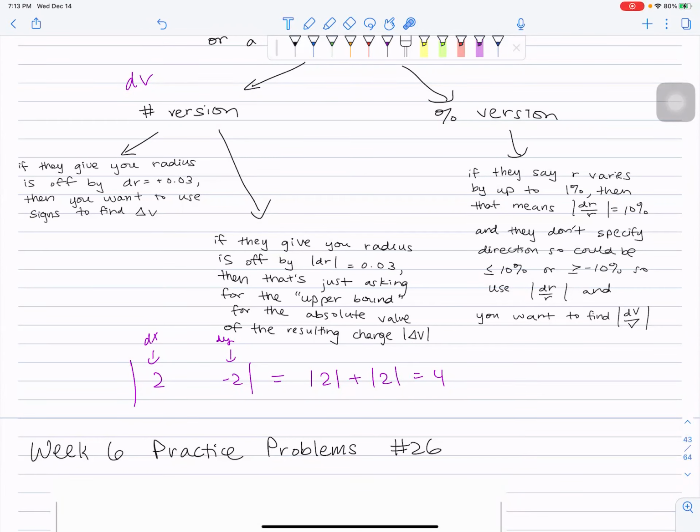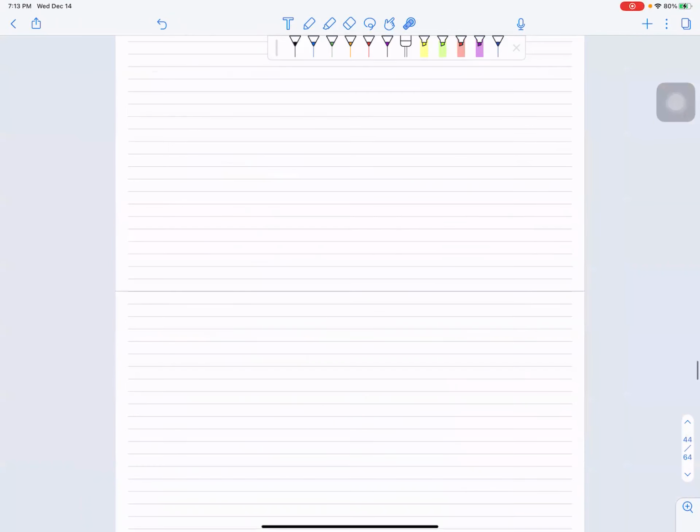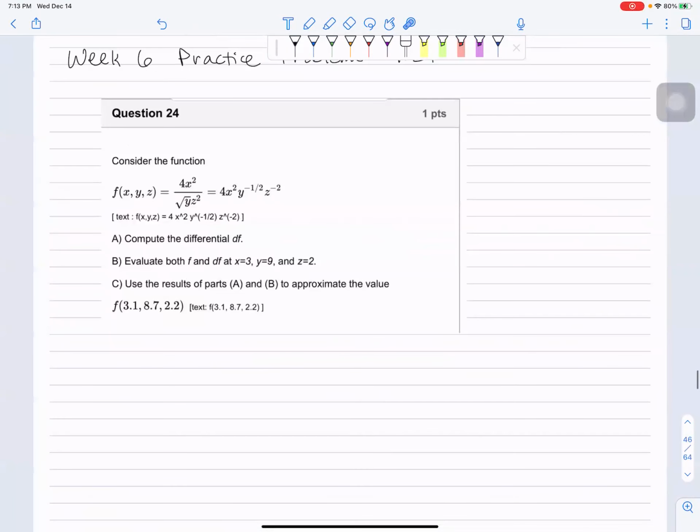Okay, so let's just do an example to see how this works. So you want to consider a function. They say compute the differential. What is the differential? df. That's like your error. So df is going to be each of the partials, dx plus the partial y dy plus the partial z dz.